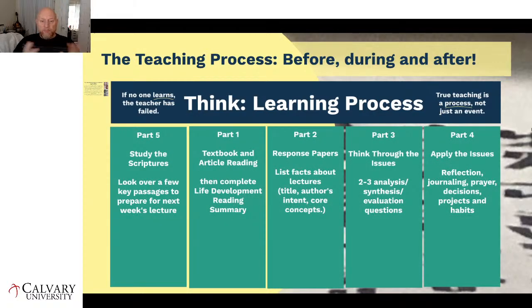Okay, so here's the basic process that I'm using for this course. If you'll notice here, I've got part five over here at the first spot, because ideally what's happening is that you're really studying the scriptures, looking over a few key passages to prepare for next week's lecture. That's an intentional part of the process that I'm using. Then there's textbook and article reading. Then you complete the life development reading summary so that you can be clear about what the author actually said. Then there's the response papers.